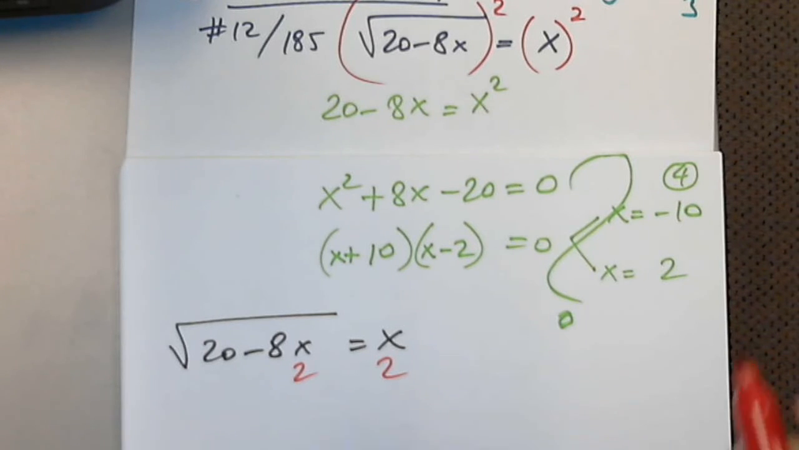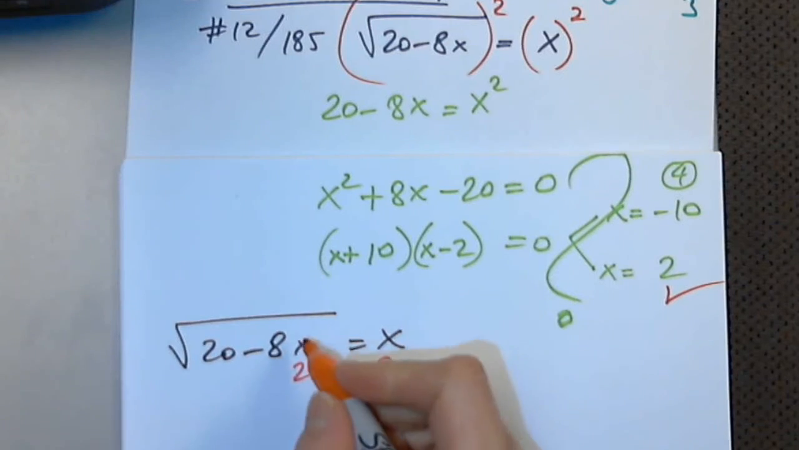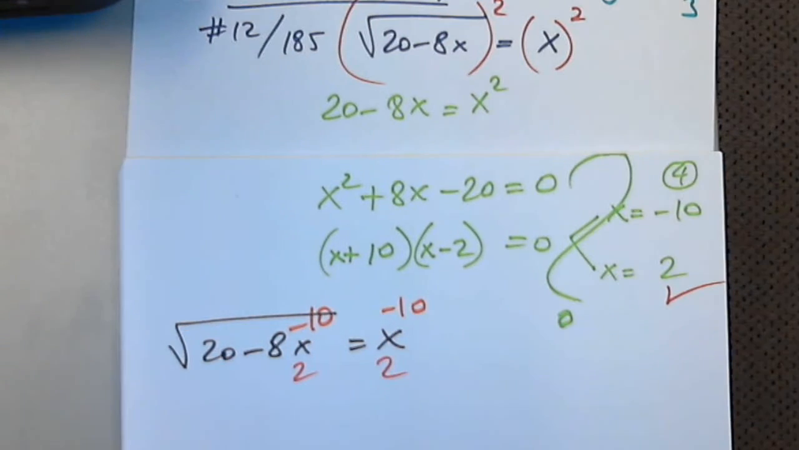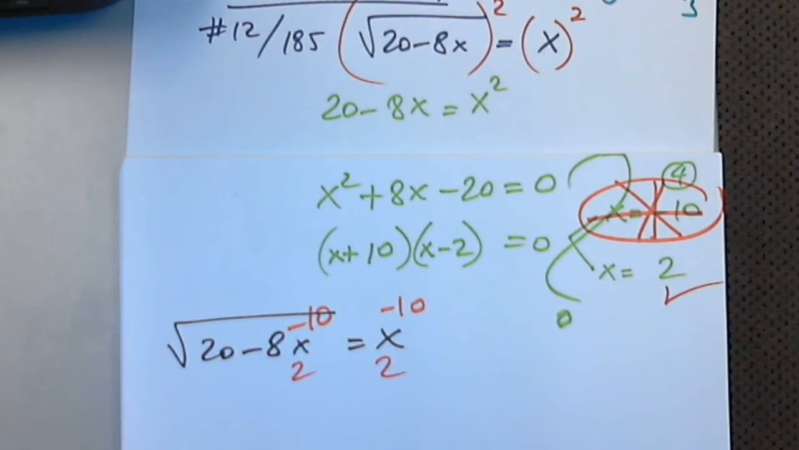2. Check. I'm checking negative 10. Negative 8 times negative 10 is positive 80. 80 plus 20 is 100. Square root of 100 is 10. And the right-hand side is? Negative 10. So is 10 the same thing as negative 10? No. It doesn't work.